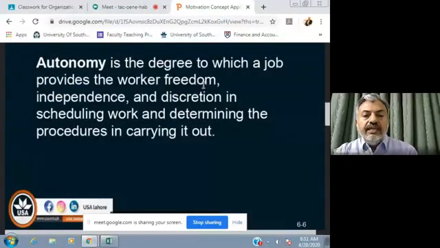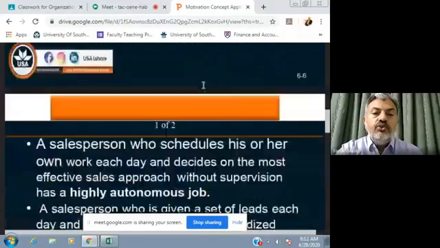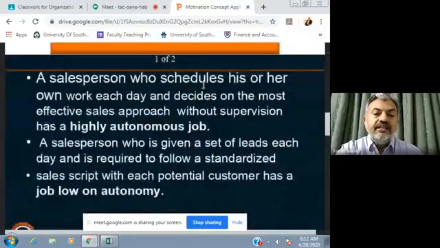So it is giving you discretion in scheduling work and determining the procedures in carrying it out. When you have discretion and independence and freedom of work, you can schedule your work. Okay, I will do this work first, then this work on the second priority, and this task on the third priority. And then you determine the procedures in carrying it out: what type of procedure would I follow to carry out and complete this task that has been assigned to me.